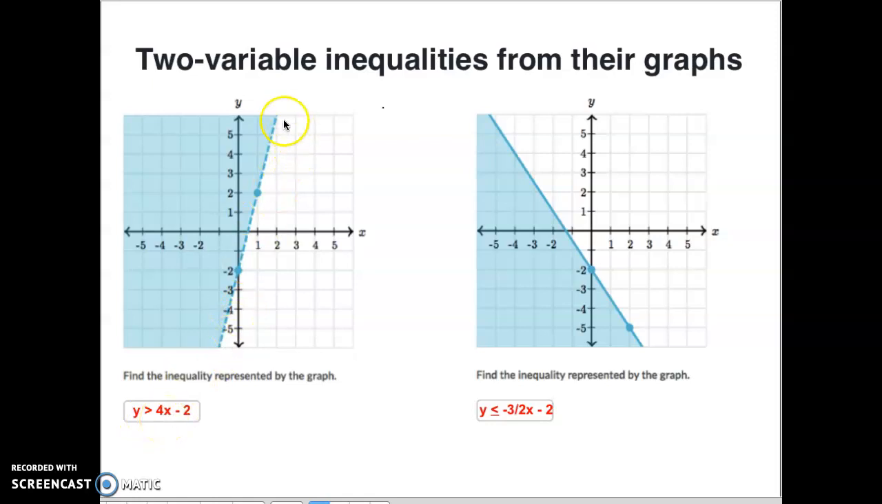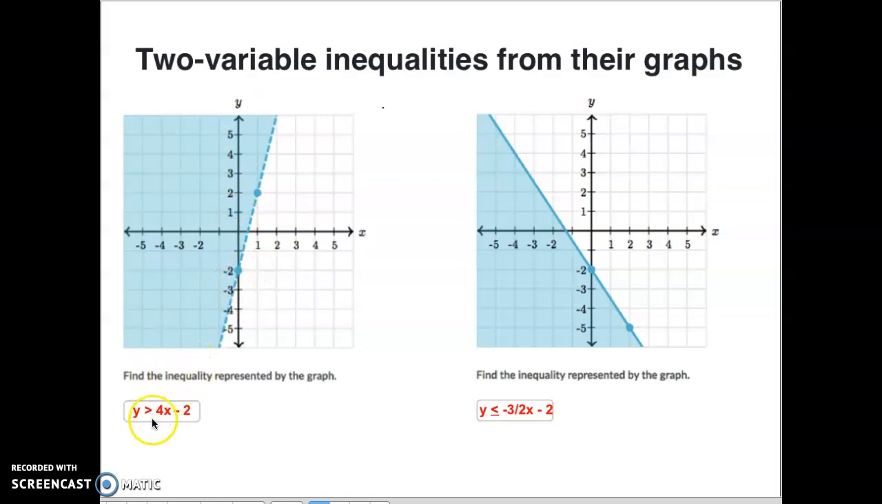All right. Here is our line. Notice that it's a dashed line. So that is why I gave this an inequality sign of greater than and not equal to. Because it's dashed. Now, why is it greater? If you take the y-intercept, you'll notice that it's shaded above the y-intercept. So that's why it's greater than. Had it been shaded below, it would be less than. But this one is shaded above.